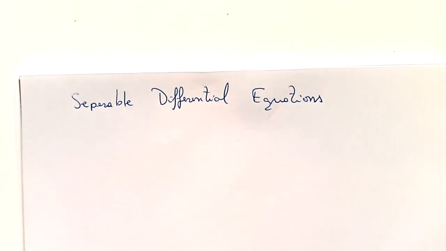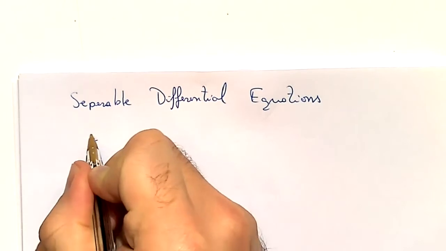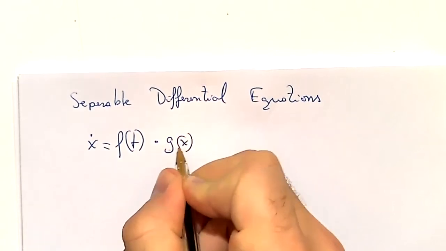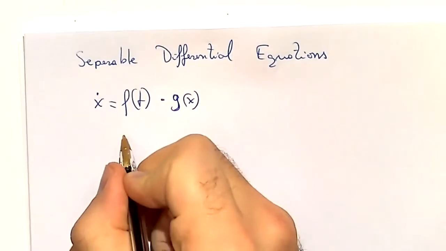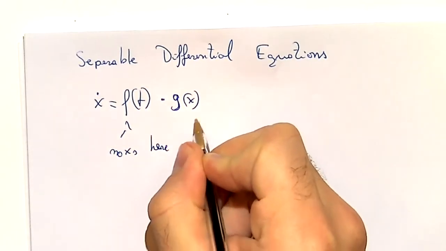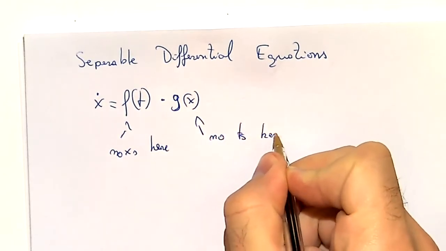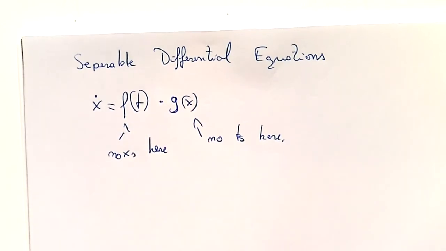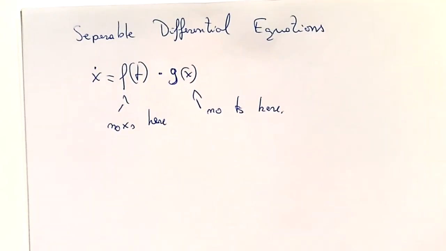Okay, separable differential equations. Remember the form was x dot is equal to f(t) multiplied by g(x). Really important is that there are no x's in f and no t's in g. It's really important to identify this correctly at the start, because if you somehow include an x or a t there, you're not going to be able to solve it and you're going to mess it up. So be really careful. We're going to do examples, no worries.